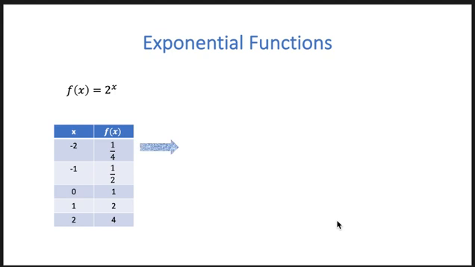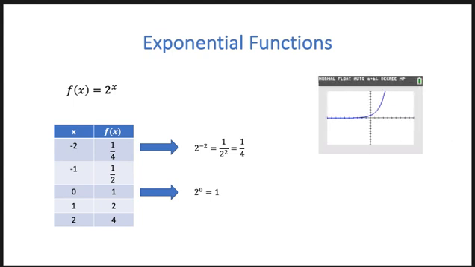I wanted to point out, in case you forgot your rules for exponents, what does this mean when you're plugging -2 in for x? Well, then you're being asked to raise 2 to the -2 power. Do you remember a negative exponent means you're going to write 1 over 2 to the second power? It's the reciprocal. And 1 over 2 squared is 1/4. Also, remember, anything raised to the 0 power is equal to 1, and that's why 2 to the 0 is equal to 1. Plug that in your calculator and verify that your graph looks like mine.